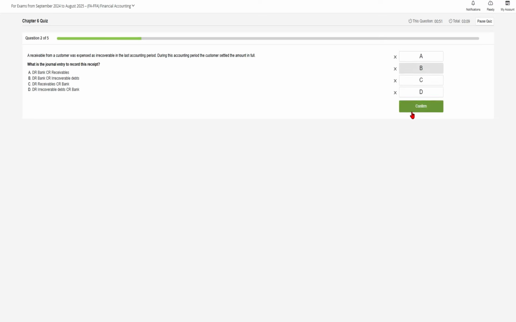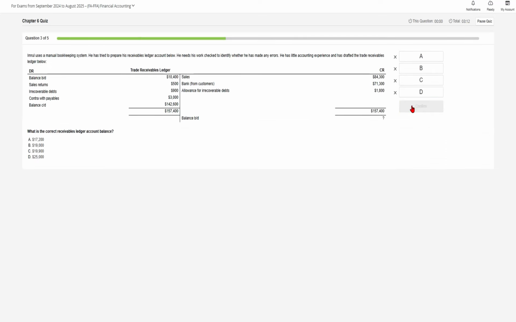Okay. Next, Imrul uses a manual bookkeeping system. He had tried to prepare his receivable ledger account below. He needs his work checked to identify whether he has made any error. He has little accounting experience and has drafted the trade receivable ledger below. We need to identify the mistakes, correct them, then find the correct receivable ledger account balance.